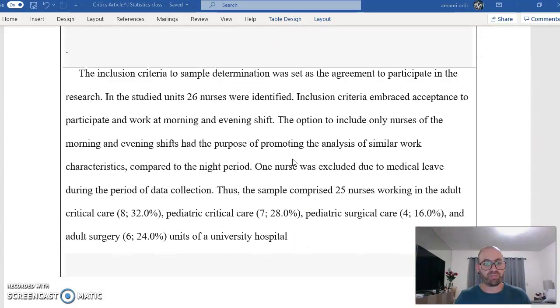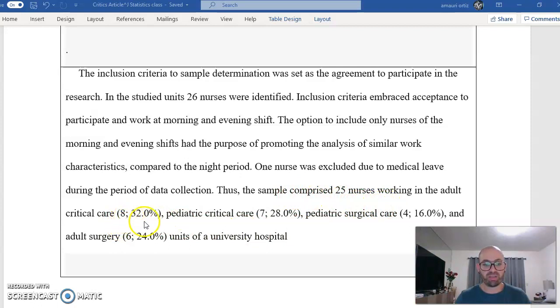The sampling procedure. The inclusion criteria to sample determination was set as the agreement to participate in the research. In the study unit, 26 nurses were identified. Inclusion criteria embrace acceptance to participate and work a morning and evening shift. The option to include only nurses of the morning and evening shift had the purpose of promoting the analysis of similar work characteristics compared to the night period. One nurse was excluded due to medical leave during this period of data collection. Thus, the sample comprised 25 nurses working in the adult critical care.